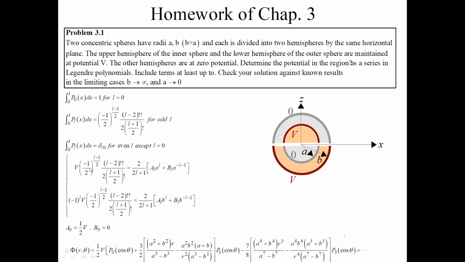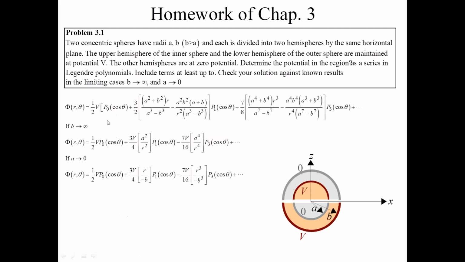These two formulas will become these two, and by numerical calculation, you can get the final phi of r and theta equal to this term. Okay, very complex. So here we get our final result: our potential phi is equal to this formula.